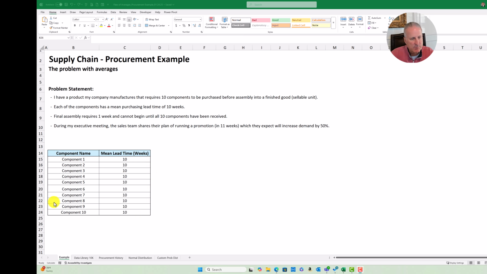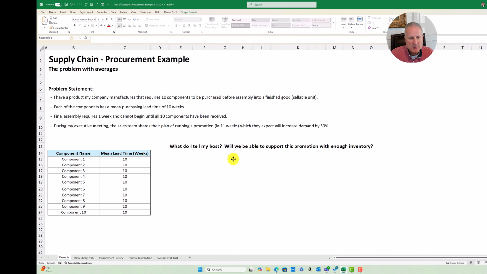So just as a pure graphic look at this, here's 10 different components. They all have a mean lead time of 10 weeks. And so as we mentioned, the question is, what do we tell them? Will we be able to support this promotion with enough inventory?